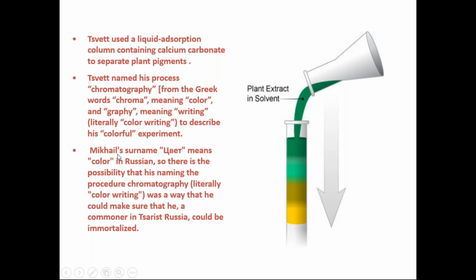The actual surname Tsvet also means color in Russian. So there is a possibility that his naming the procedure chromatography, color writing, was a way to make sure that although he was a commoner in Russia, he would be immortalized and everyone would remember him for chromatography. So that is a little bit of the history of chromatography. In any technique or methodology, it is good to know where it originated.